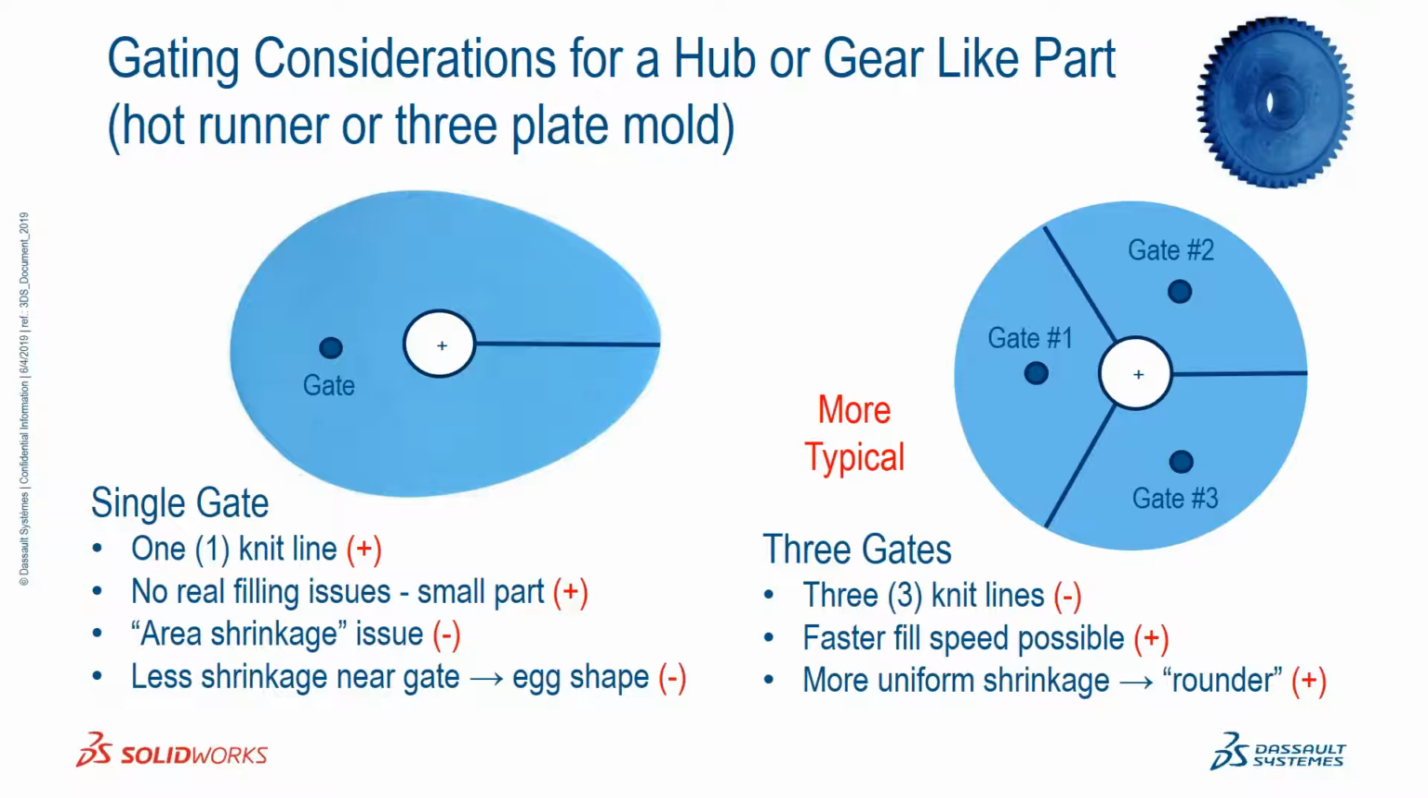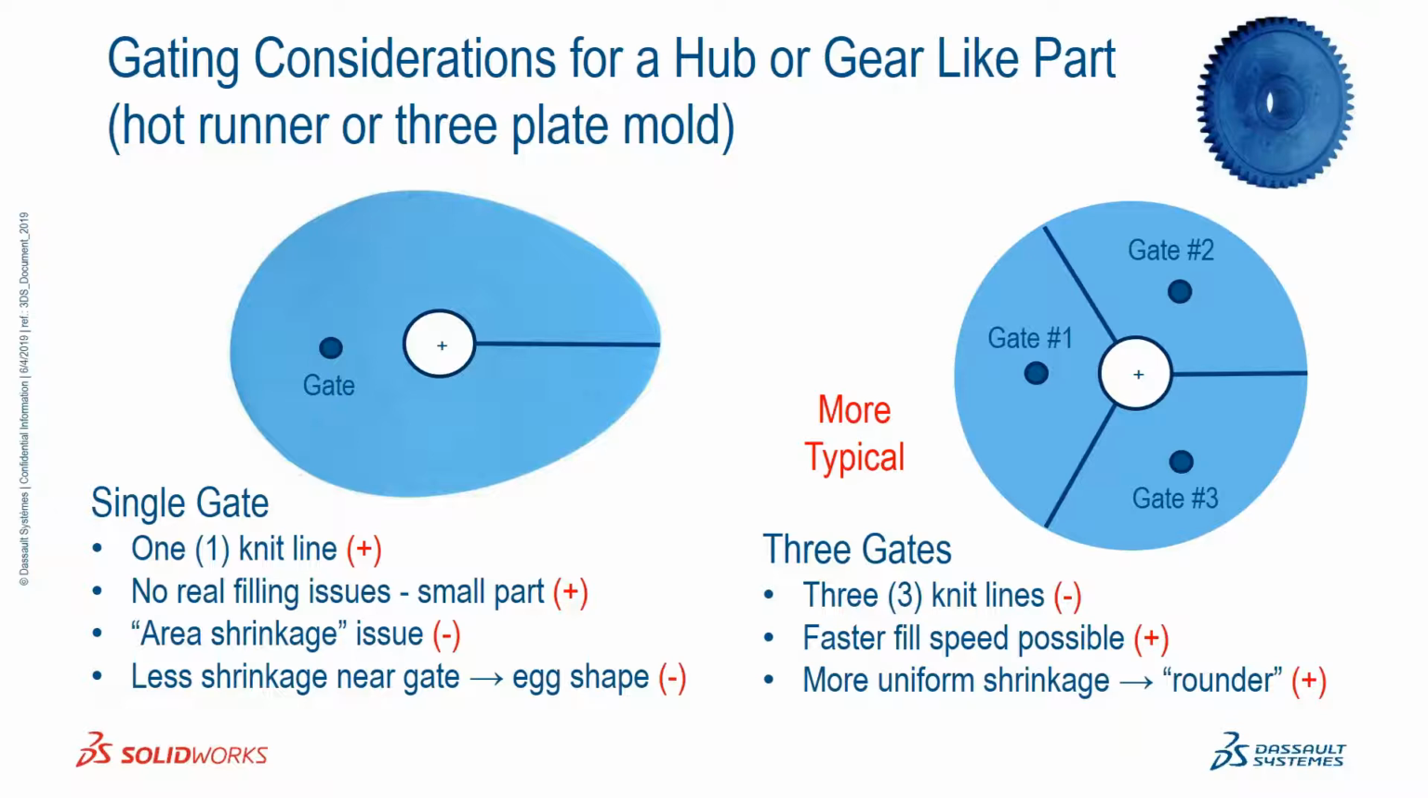So by adding more gates, you make sure that more material is closer to the gate and that the pressure history, regardless of where you are in the cavity, would be very similar. So we're producing a rounder gear. It's still not perfectly round, but in this case, it would be acceptable for most applications. And the negative side effect of adding more gates would be the addition of 2 more weld lines.